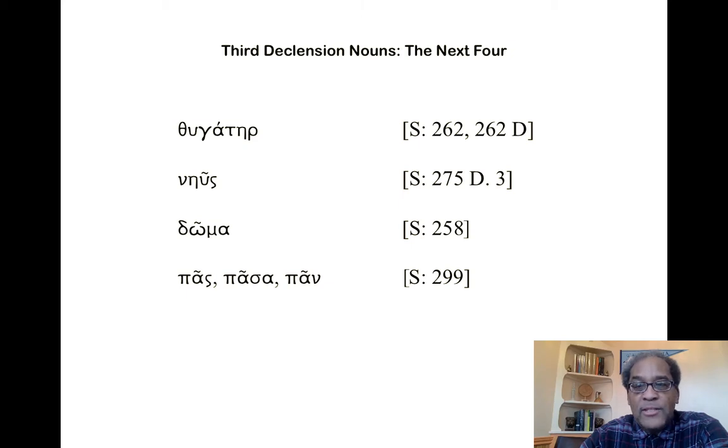And here are the relevant sections in Smyth: 262, 262D, 275D3, 258, and 299.